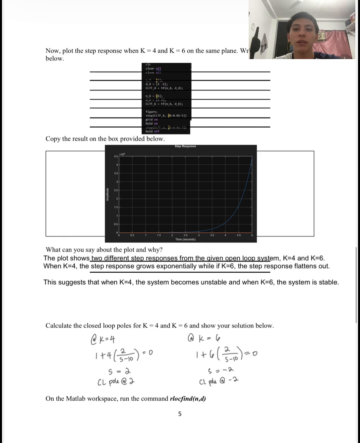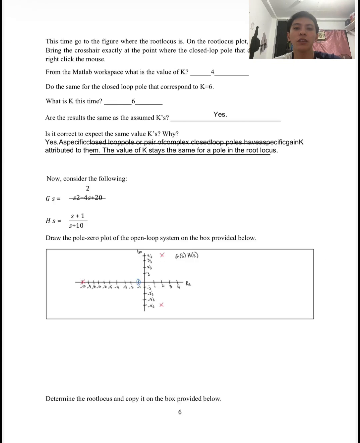The experiment compared the step response when K equals 4 and K equals 6. The results show that for K equals 4, the response became unstable and increased exponentially, while for K equals 6, the response became stable and flattened out. This demonstrates how changing the gain directly affects the system's stability and performance.